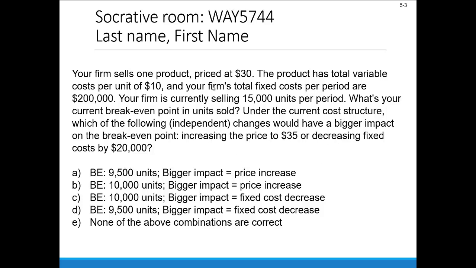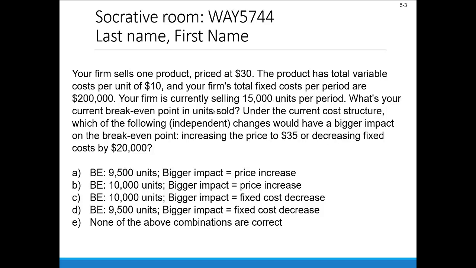Your firm sells one product priced at $30. It has total variable cost per unit of $10, and your firm's total fixed costs per period are $200,000. Let's say your firm's currently selling 15,000 units per period. What's the current break-even point in units sold?